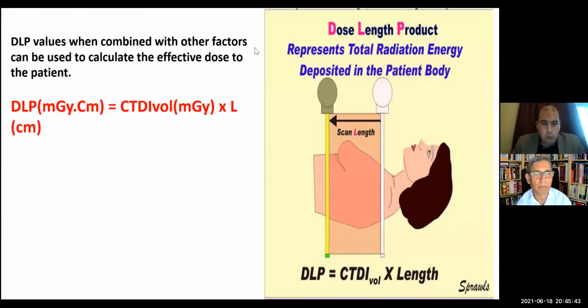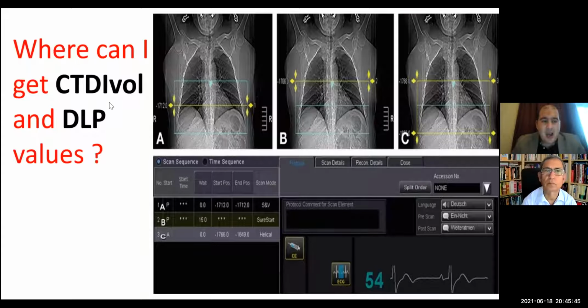Okay, so now from where can I get CTDI volume and DLP? Okay, this is our CT machine, Toshiba. When you scan any patient, like this example for cardiac, you have to make this box as a planning, to determine your start and determine your end.